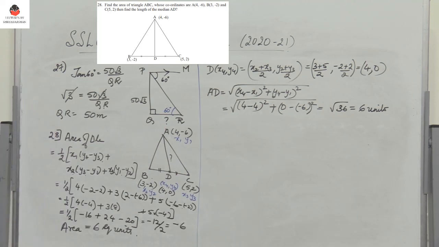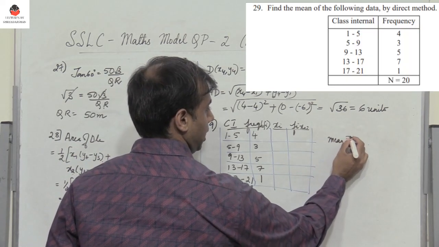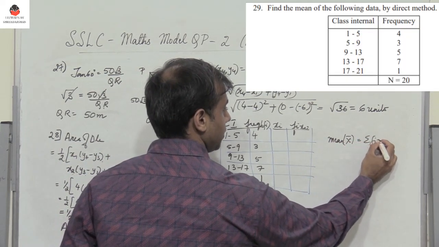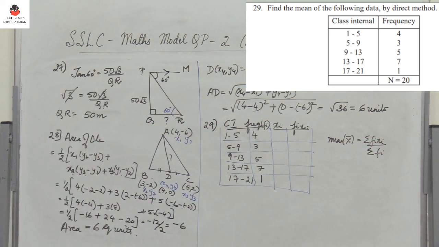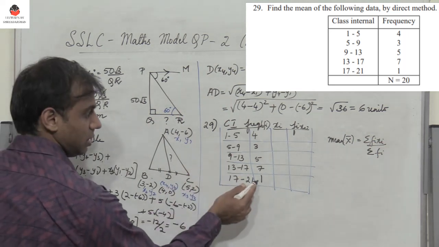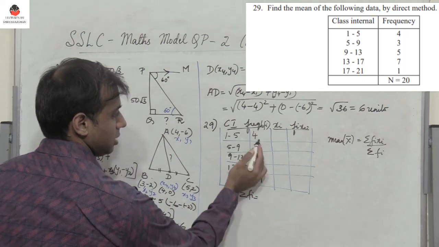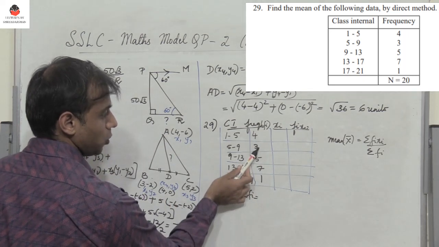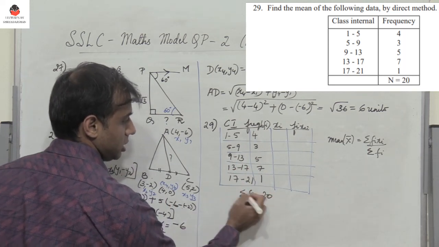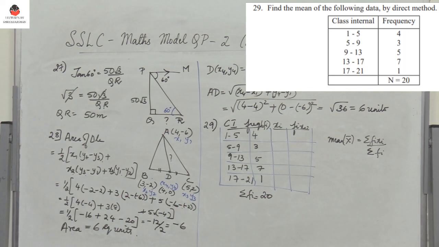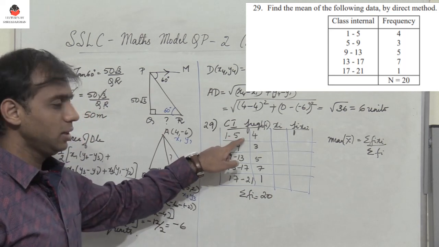So problem 29, we know that the mean, which is x bar, is nothing but summation fi xi divided by summation fi. Alright, so now the frequency has been given here in the range. So summation fi is nothing but, you add up all of them, so this is 4 plus 3 is 7, plus 5, 12, 13, you get 20. And how do I calculate xi? Xi is calculated by taking the average of the lower and the upper bound.